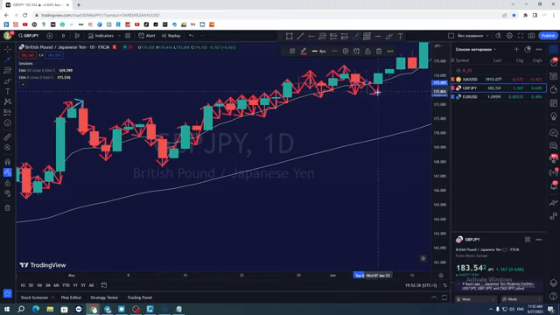the pullback and then push, and then pullback and then push, and then pullback. I would say here it was a pullback, push, then a small pullback, but you see we're still in this structure. So it's kind of push, pullback, and then push. You're still going to grab here, but you're just going to take it to those highs.